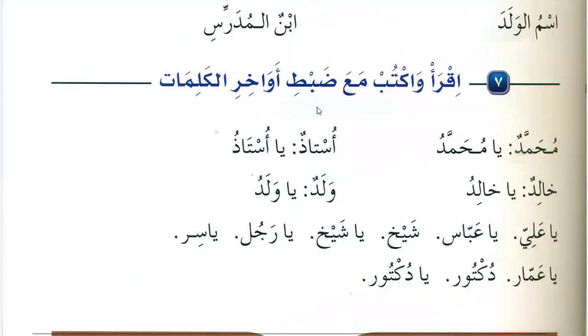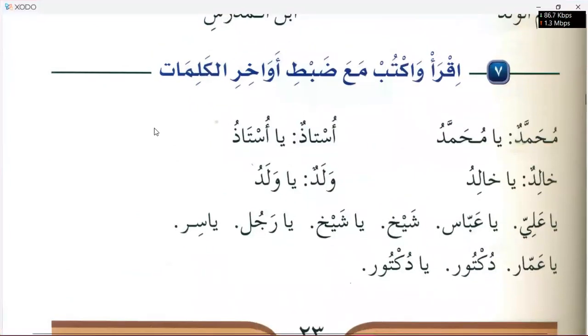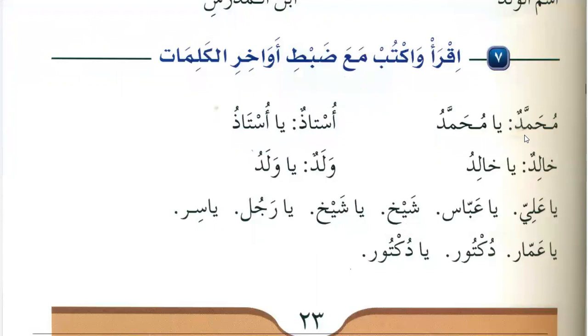Iqra wa-ktub ma'a dabti awakhiril kalimat. Read and write with the vowelization of the ending of the words. Normally we use tanween with the nouns, but when we call them, we use only one dhamma, only one vowel. Sabina? Yes, sir. Ya Aliyu, Ya Abbasu, Ya Shaykhu, Ya Rajulu, Ya Ammaru, Ya Dukturu.